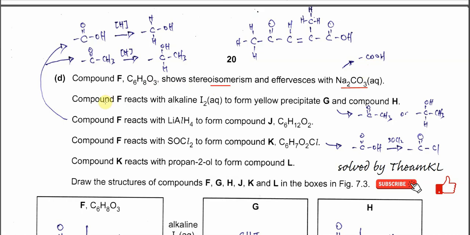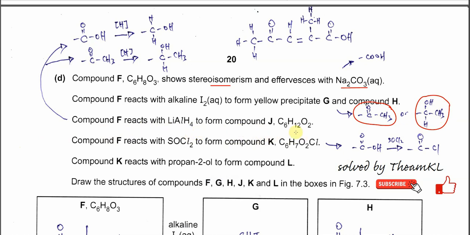Okay, next. Compound F reacts with alkaline iodine to form yellow precipitate G and compound H. Yellow precipitate means this is the iodoform, and of course H is the other products. Later we discuss. It's telling you that compound F must have this methyl ketone, or this alcohol group.